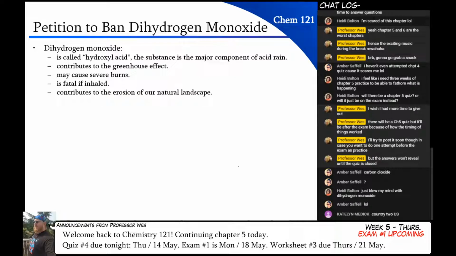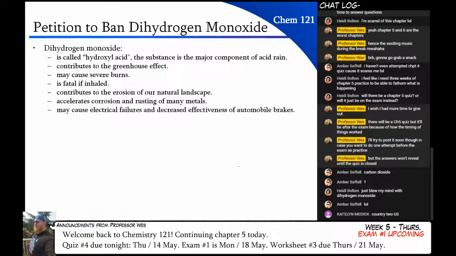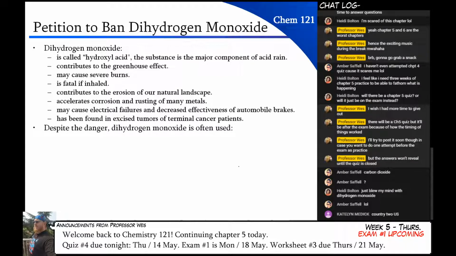Not only that, it contributes to erosion. It will deteriorate our wonderful landscape. It rusts metals and it corrodes them. It could ruin your automobile's brakes, and it may cause electrical failure. Every single person who has cancer in America and worldwide has this chemical in them. I kid you not. Every single person. And yet, despite all of these terrible things that dihydrogen monoxide has been found in and around, we still use it to this day.